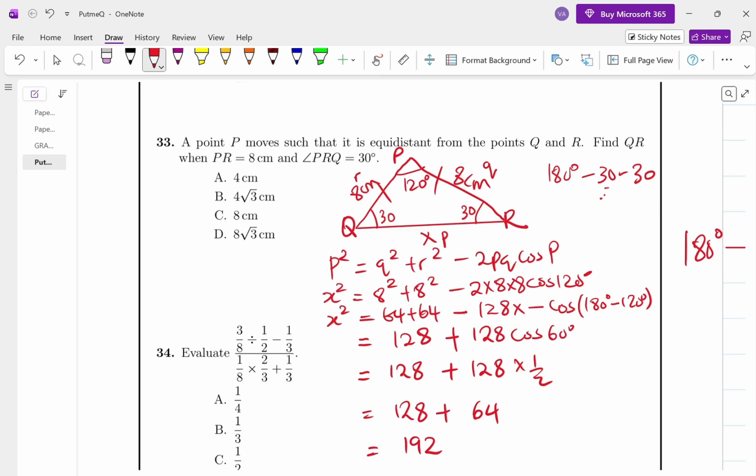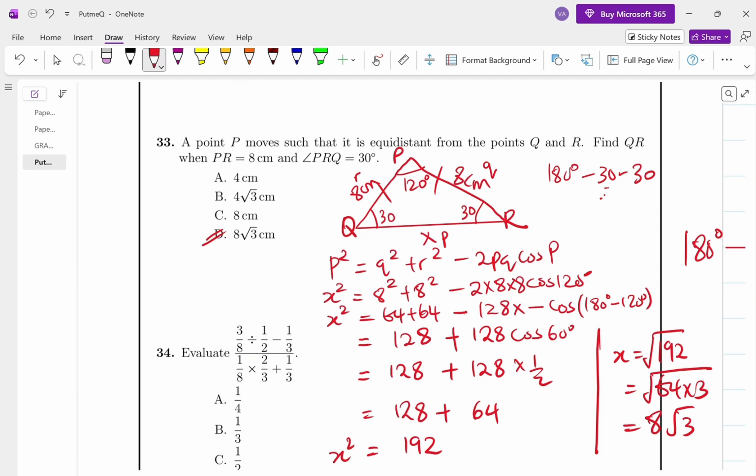I think this method is longer. So to get x, we're going to take the square root of 192, because this has been x squared all through. So this is basically 64 times 3. The square root of 64 is 8, so that's 8 root 3. Well, you can actually use sine rule for this equation. It's still going to give the same answer. So the answer is going to be D. It's still going to be the same result at the end of the day.